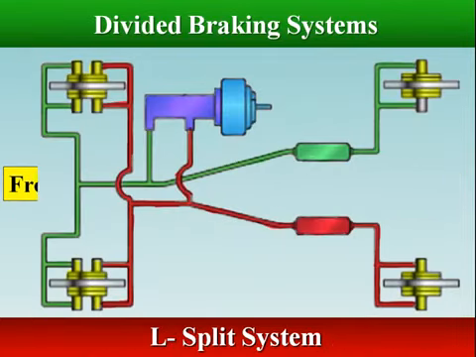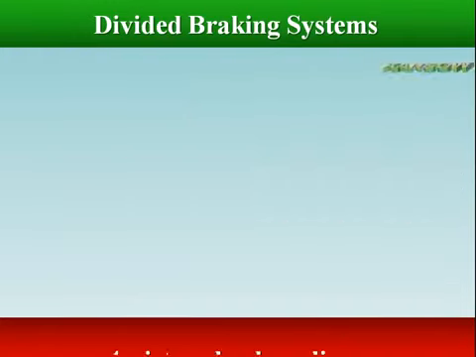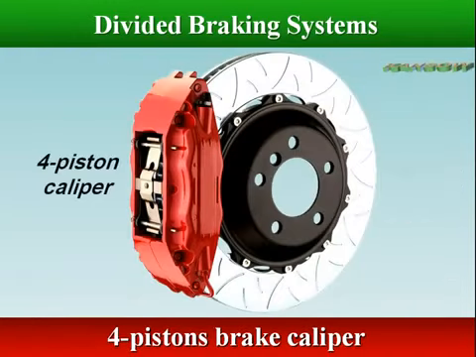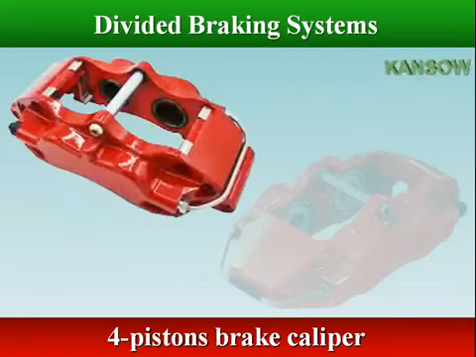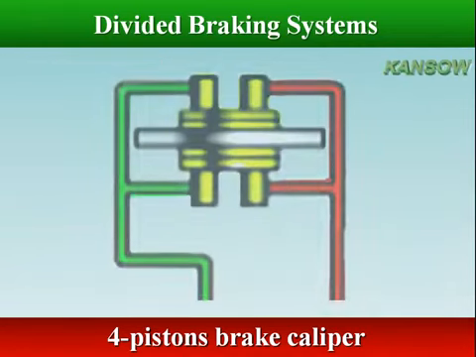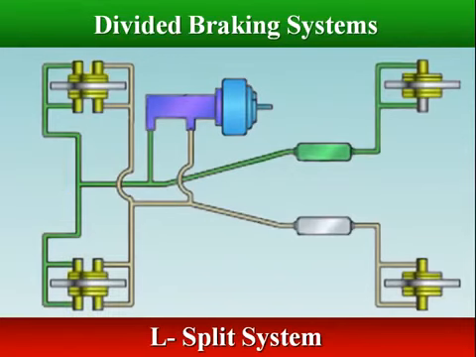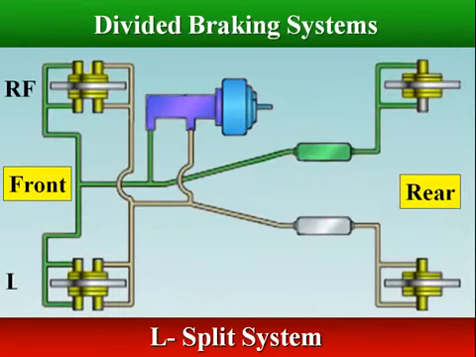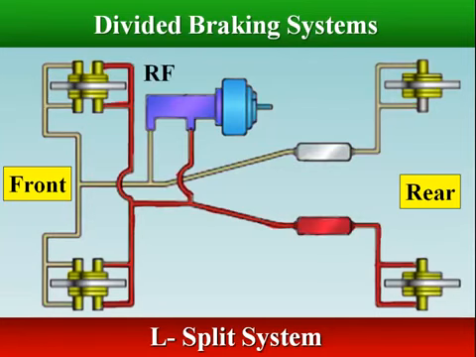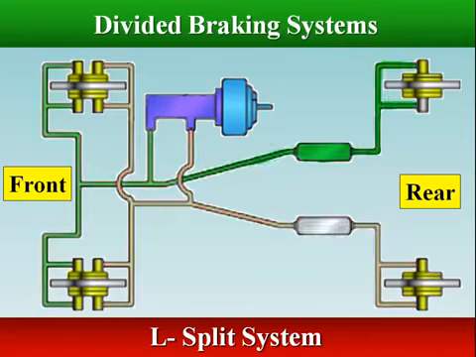An alternative arrangement for front-engine rear-wheel drive vehicles is an L-split. The front disc brake units have 4 piston calipers. One inner and one outer piston on each front caliper connect to the right-hand rear brake unit. And the other 2 pistons of each front caliper connect to the left-hand rear brake unit. As with the diagonal split system, if there is a failure of either half of the system, it still leaves 50% of the braking capability.